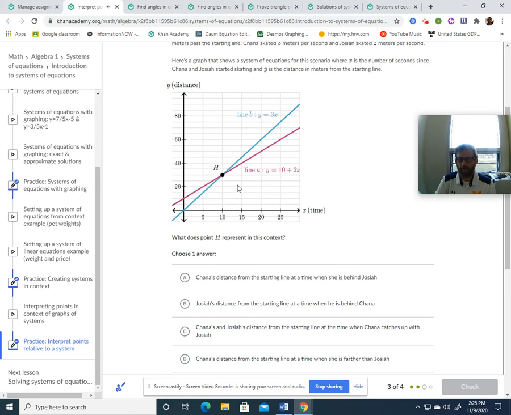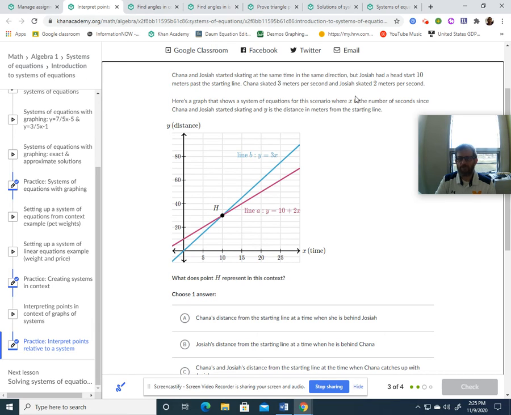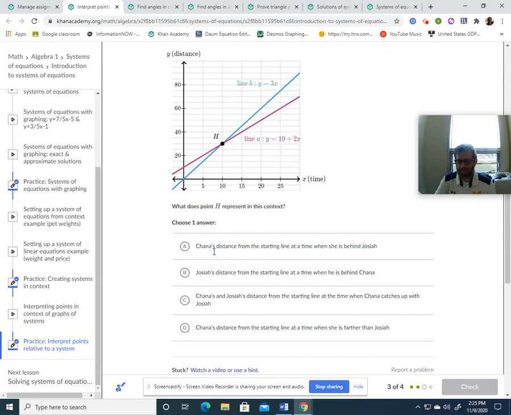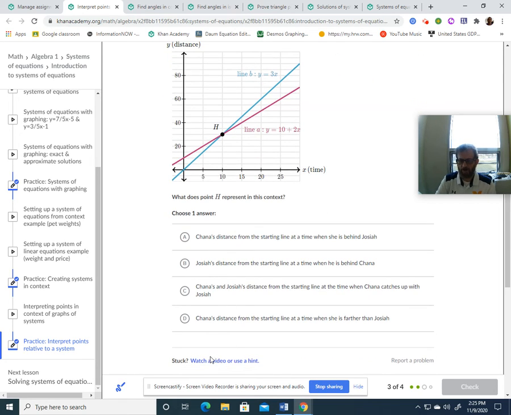All right, here we have 2 lines again. This one's about people going the same direction. One guy had a head start. He started out 10 meters ahead, but he was going slower. The other guy started at 0. He's catching up. And what we have here is the point where they meet. Well, that's going to be where they're the same distance, where the person who's behind caught up.